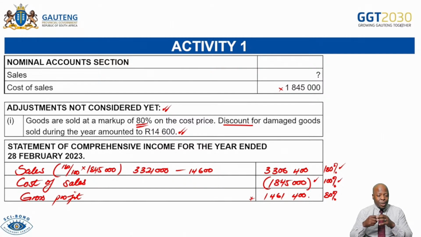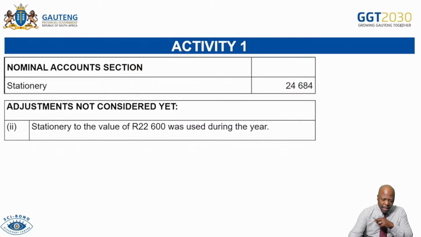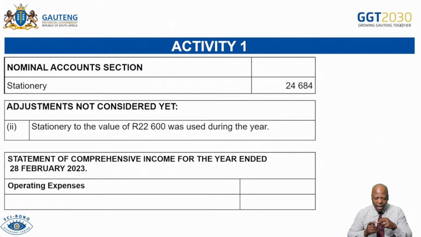That means they don't want us to do these particular calculations. But if you are given, make sure you do these calculations perfectly well. Can I move on to the next aspect then? Let's do that. All right, so the next adjustment is on stationery.